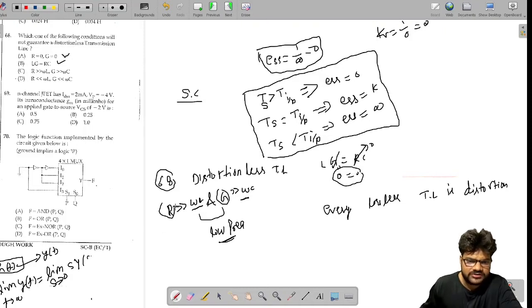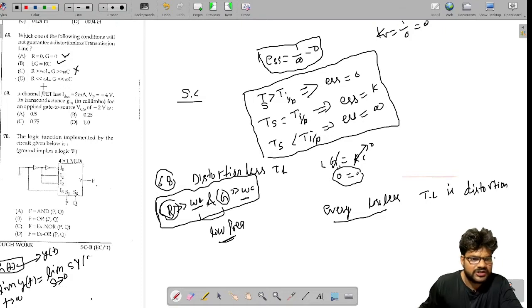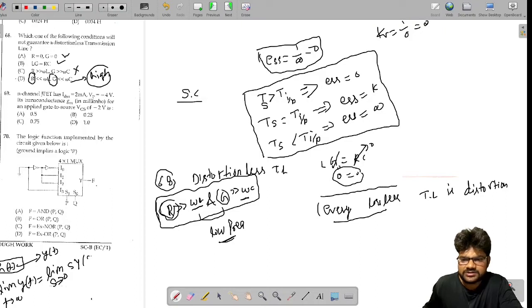So at low frequencies we have many losses and this is not lossless. So this condition cannot say the transmission line is distortionless, right? D condition is R much less than omega L and G much less than omega C. So this condition is high frequencies, right? And we are saying R and G will be much less than omega L and omega C. It means that there are very few losses. So we can say this is lossless, and every lossless transmission line is distortionless.